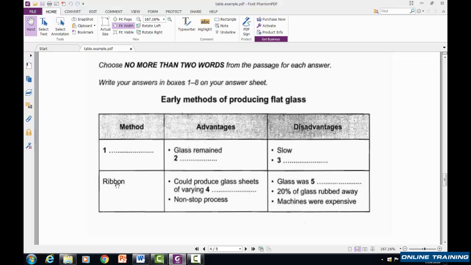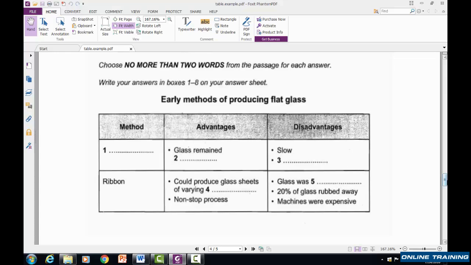So I'm going to look for ribbon, and then I'm looking for something that says could produce glass sheets of varying. So the answer for number 4 will connect to the word varying. Varying means like different, like varying sizes, right? And number 5, it says the glass was blank. All right, and then we also have 20% of the glass rubbed away. Machines were expensive. So number 5 most likely is going to come before this language of 20%, but 20% is going to be easy to find, right?